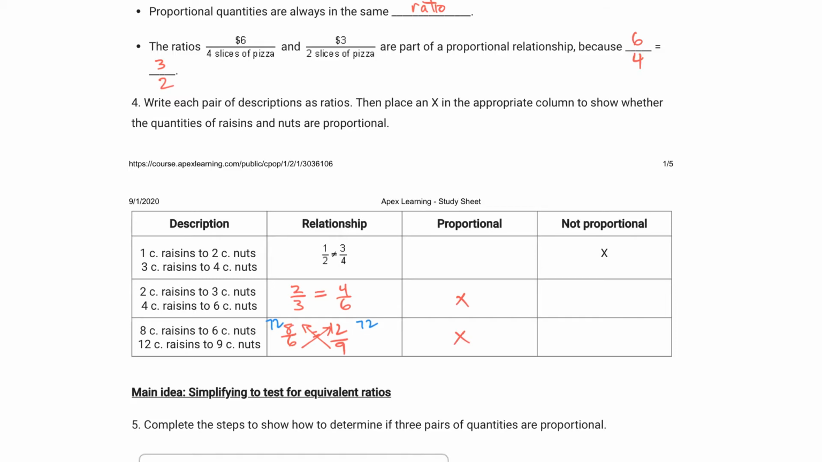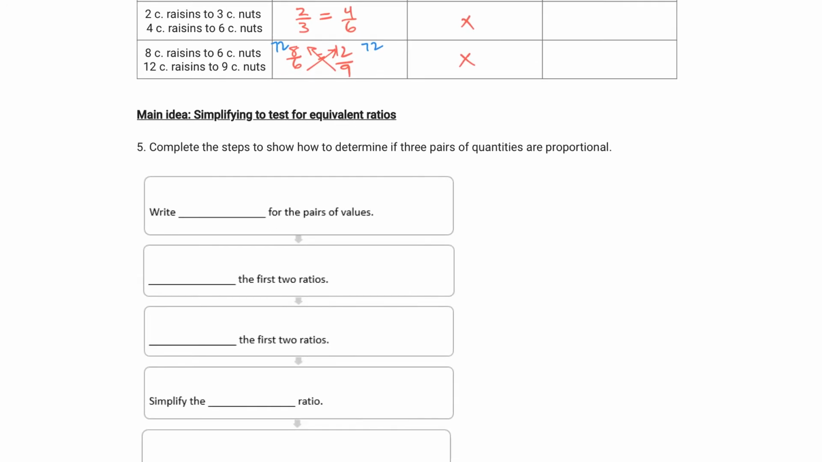Okay, so I'll keep on going here. The main idea, we're simplifying to test for equivalent ratios. So we'll complete the steps to show how to determine if 3 pairs of quantities are proportional. So what we're talking about is how you test if three pairs of quantities, like 2/3, 4/6, and 6/9, are all proportional. Well, let's see. We have to write the ratios for the pairs of values.